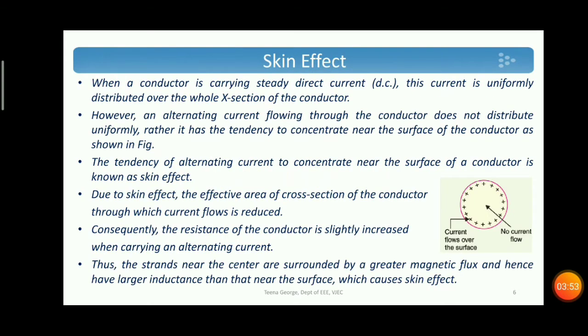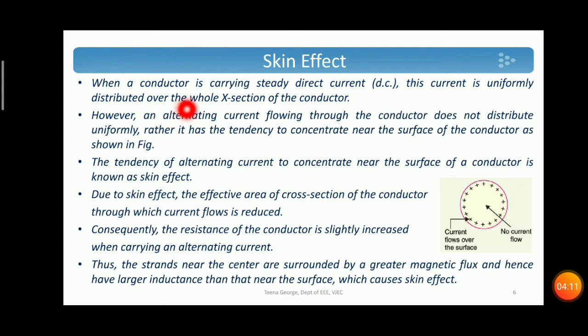Then the main important effect of resistance in AC circuit is called skin effect. Skin effect is an important term which is asked in university questions and PSC exams. What is skin effect?